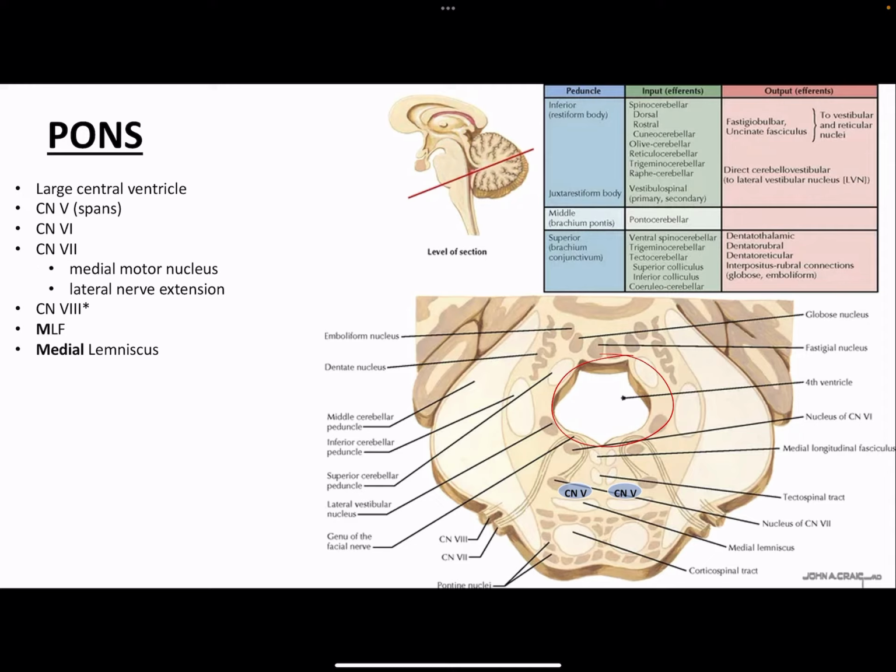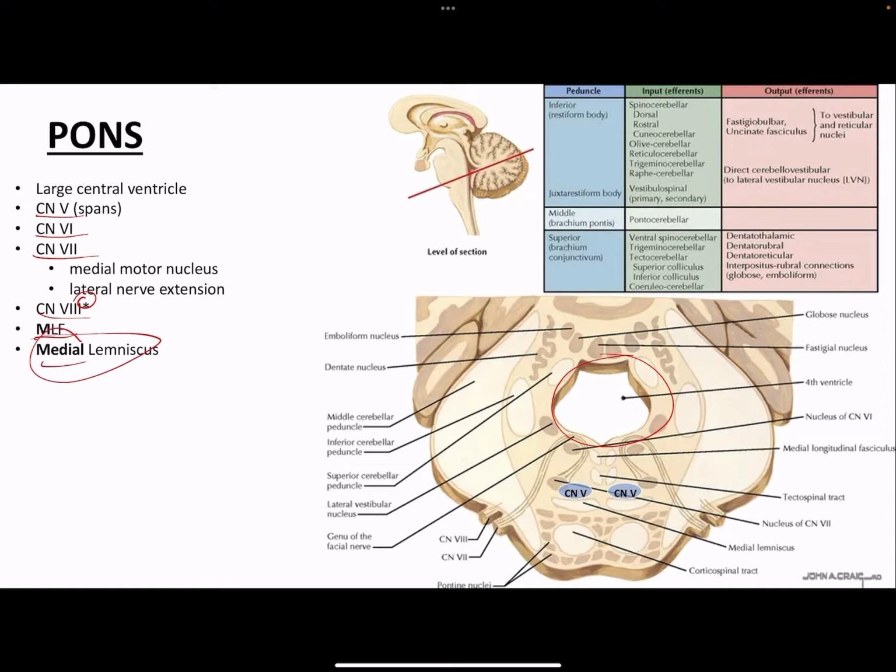So rule of fours, we're going to have cranial nerve 5, but it's so big it does span. That one's tricky. But then cranial nerves 6, 7, and then 8. 8 is also an asterisk because it's a little bit in the medulla as well. MLF, because again, we need to communicate between cranial nerve 6 and cranial nerve 3 for lateral gaze.